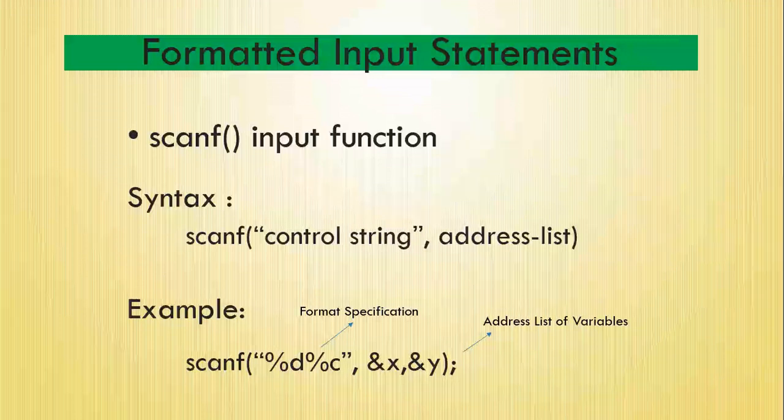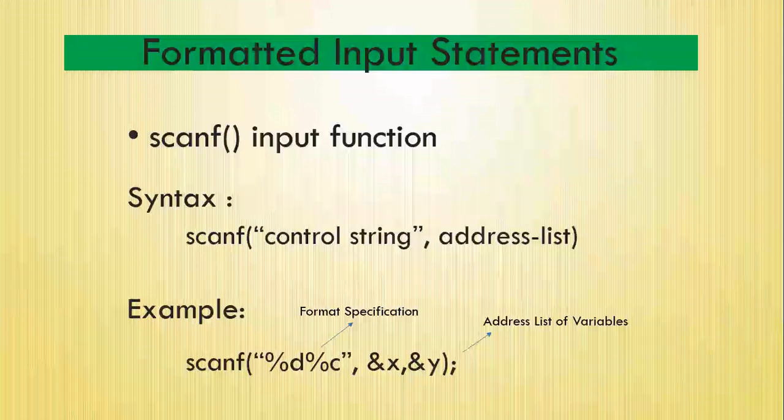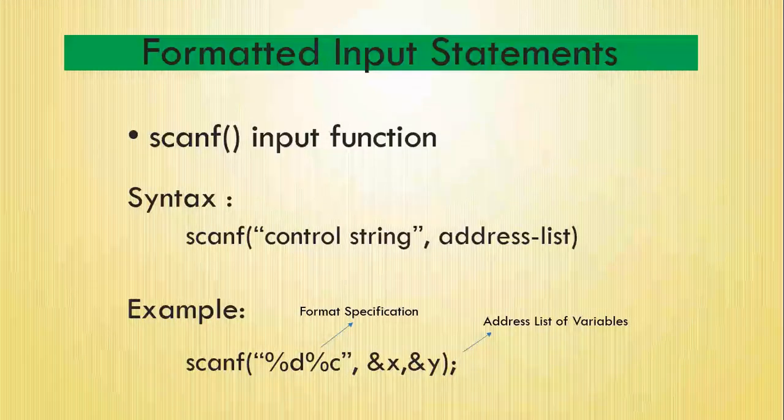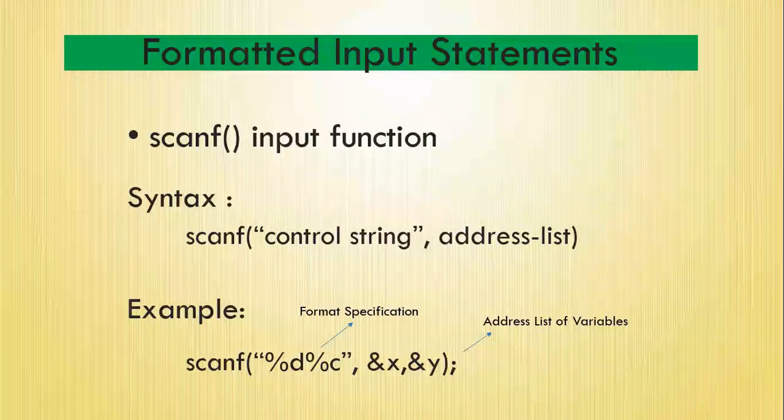The control string is a sequence of one or more character groups. Each character group is a combination of the percent symbol and one conversion character. The control string specifies the type of the values which are to be supplied to the variables. And the address list is the address of the memory location where the value of the input variable should be stored.